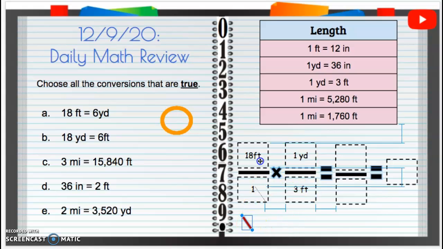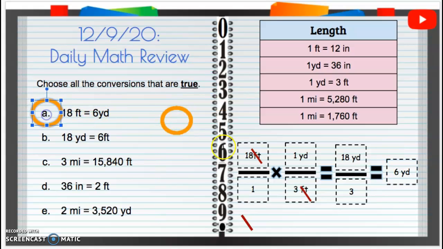Now we can go through and multiply. We can cancel out those feet because feet divided by feet equals 1. 18 times 1 is 18. We're going to keep that yards. 1 times 3 is 3. Now we have 18 divided by 3. What does that equal? That equals 6, and we're going to keep that yards. So 18 feet does equal 6 yards. So that one is correct.